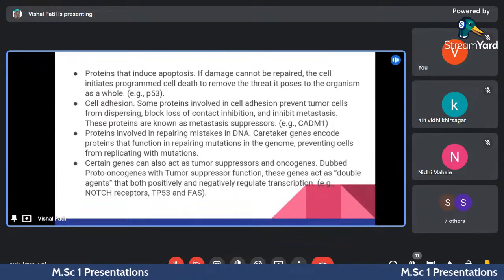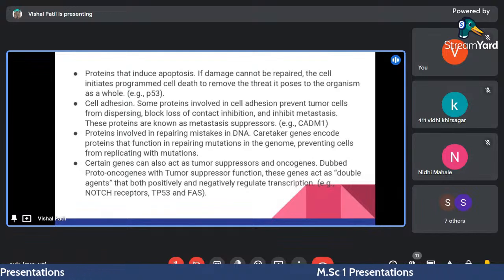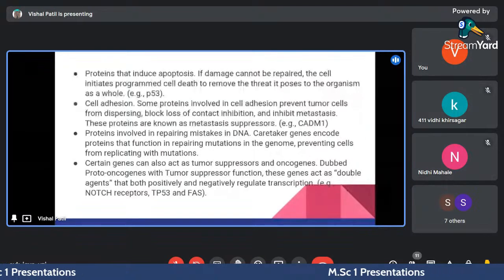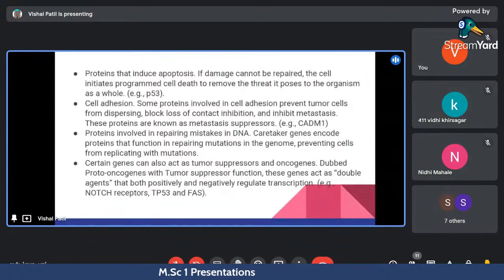Certain genes can also act as tumor suppressors and oncogenes. These are proto-oncogenes with tumor suppressor functions. These genes act as double agents that both positively and negatively regulate transcription.